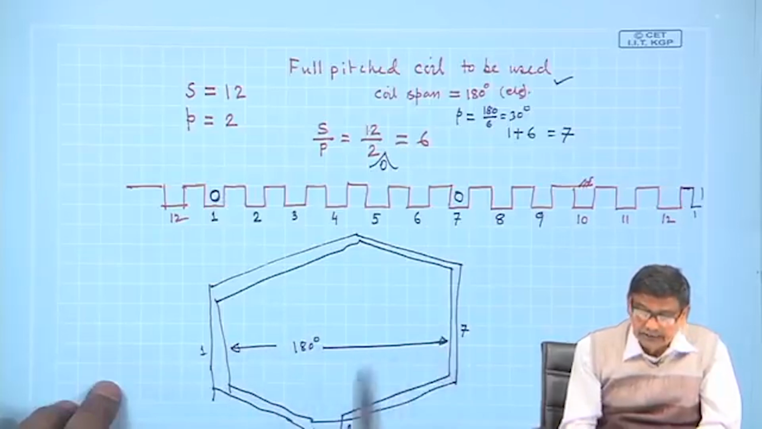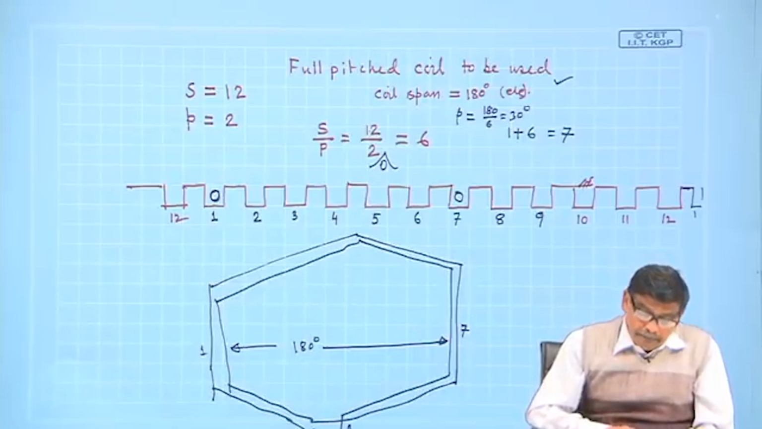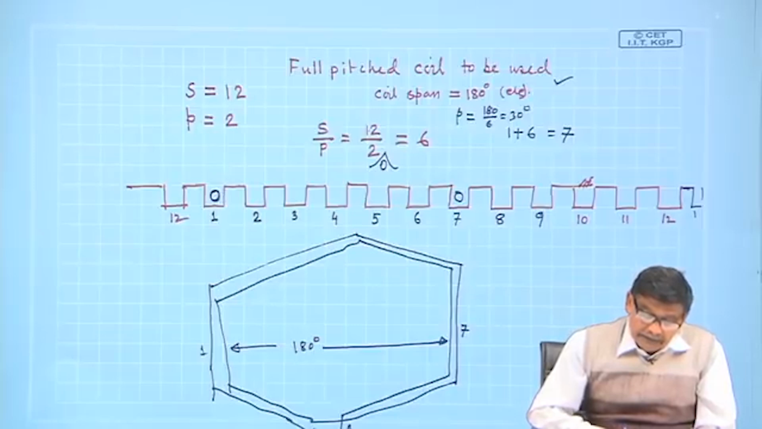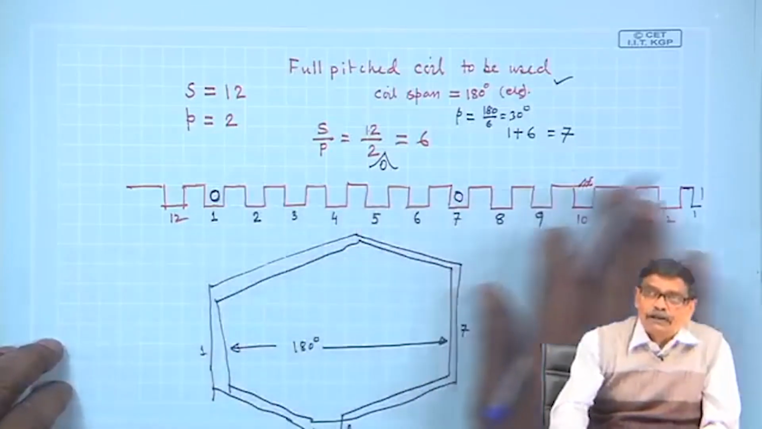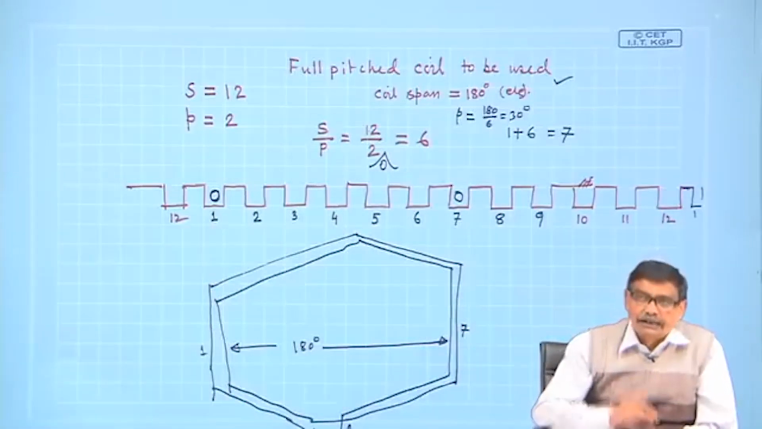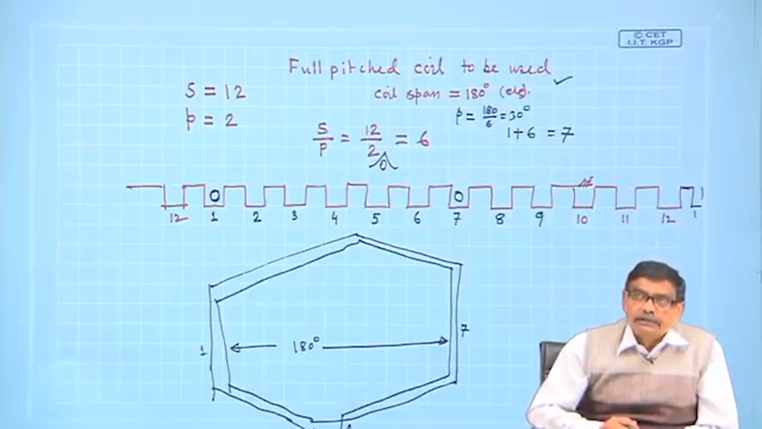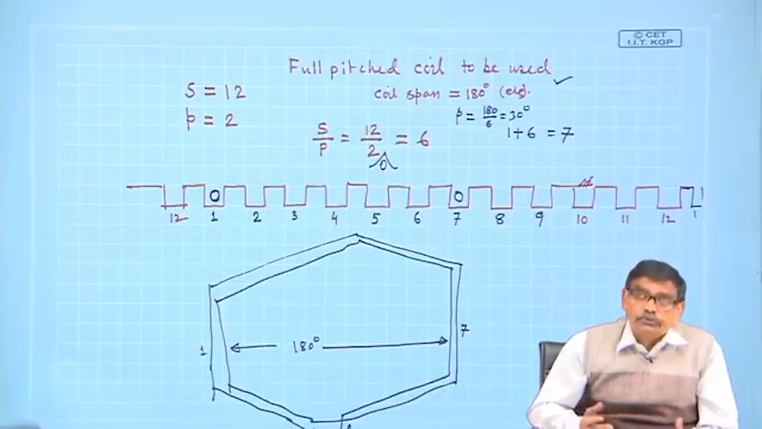This is one thing I would like to tell. Another thing is that at the end all these slots should be filled up, so that the whole periphery is utilized with copper, that is conductors. For better utilization, I will be using distributed windings, that is to be used in fact.